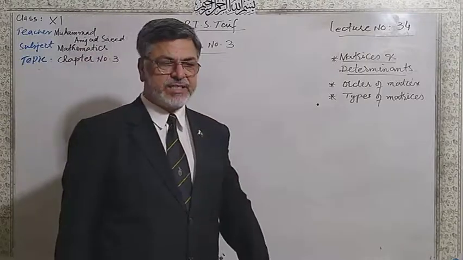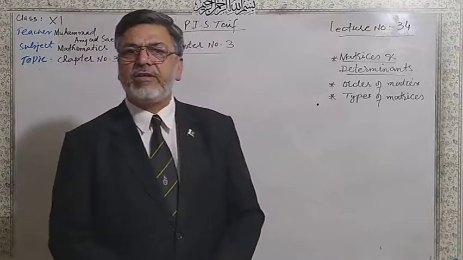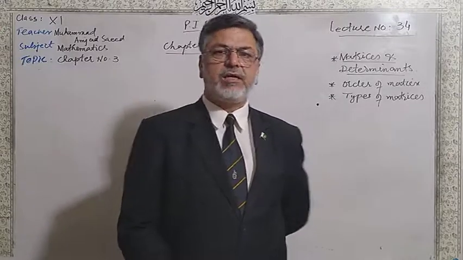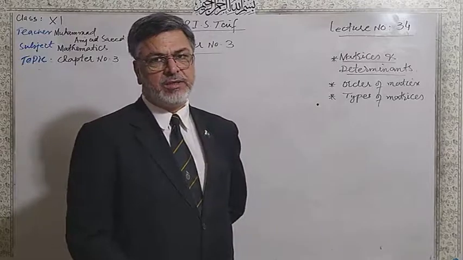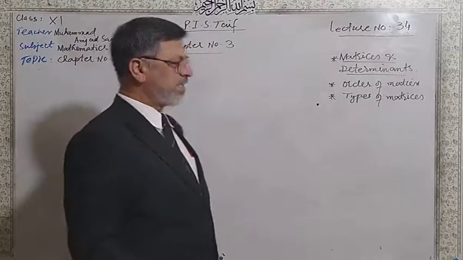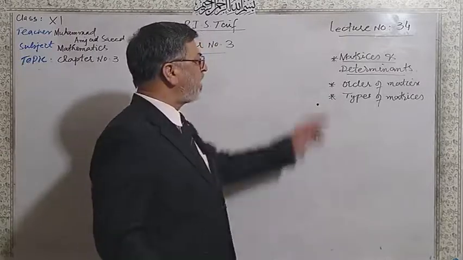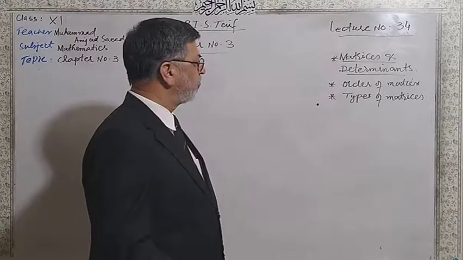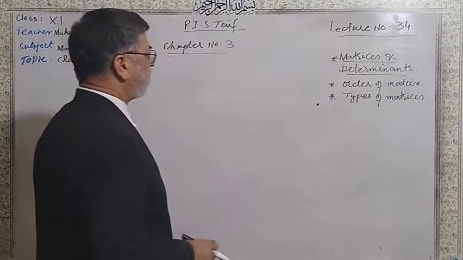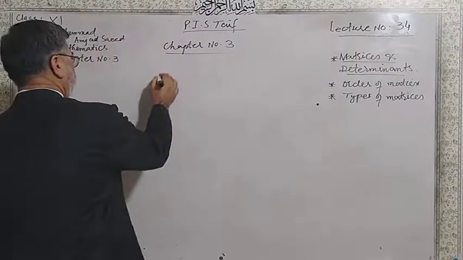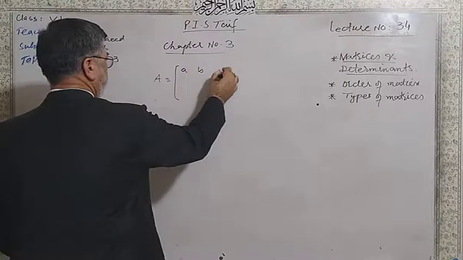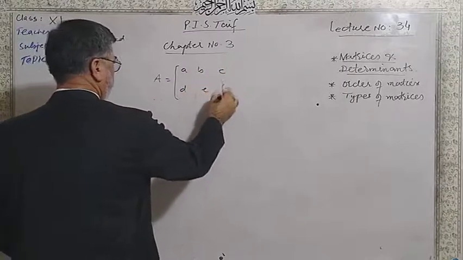What is meant by matrix? This is the arrangement of numbers, letters, figures, digits according to some certain rule. That is known as a matrix. And the numerical value of a matrix is known as determinant. You know that, for example, matrix A, B, C, D, E, and F.